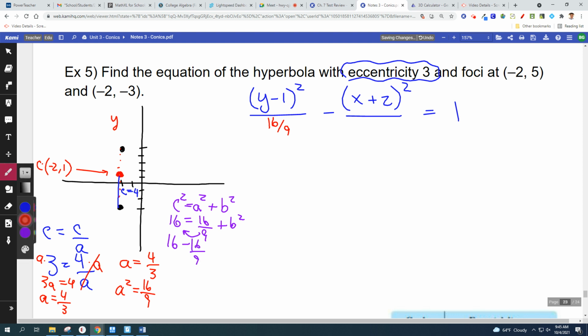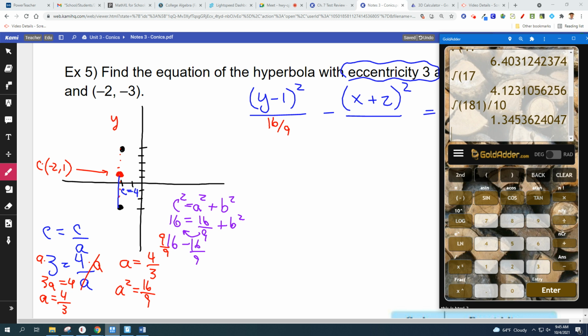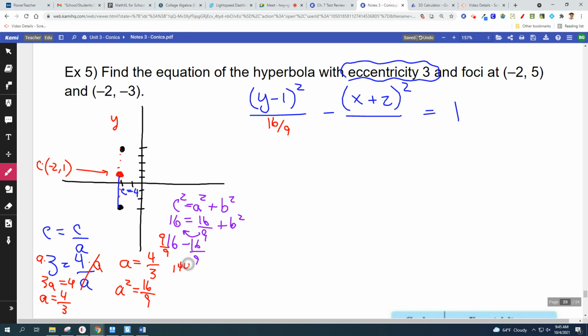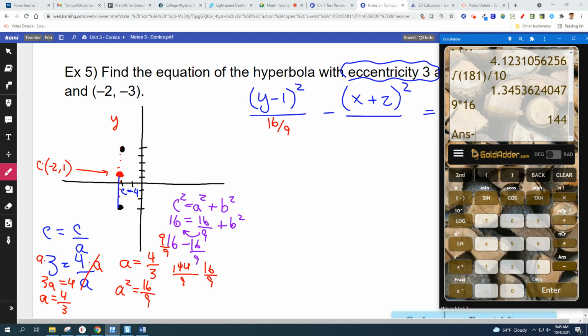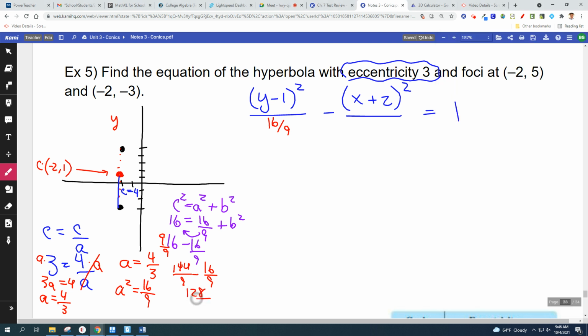If you need to subtract fractions, get a common denominator. Multiply by 9/9. 9 times 16 is 144. 144/9 minus 16/9. 144 minus 16 is 128. You get 128/9 equals B squared. I wish those numbers were easier, but whatever. B squared is 128/9.